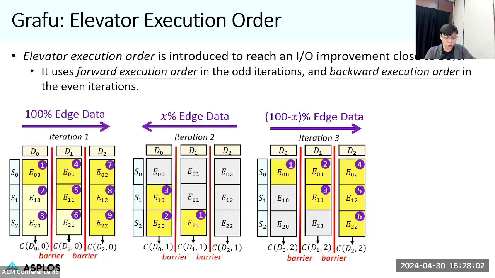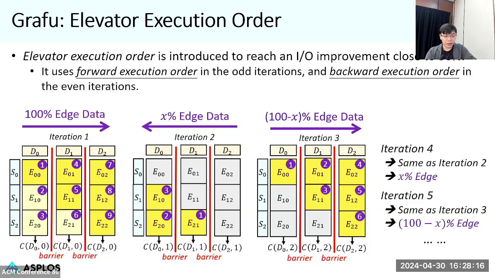So in the third iteration, we use the forward execution order again, and this time we only need to load the grid of the upper triangle, and all of them can be processed with the useful computation. So the IO overhead for the third iteration is 100 minus X%. And the following iterations will follow the same pattern as iteration 2 and iteration 3.